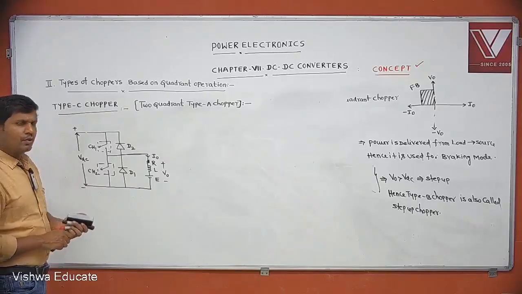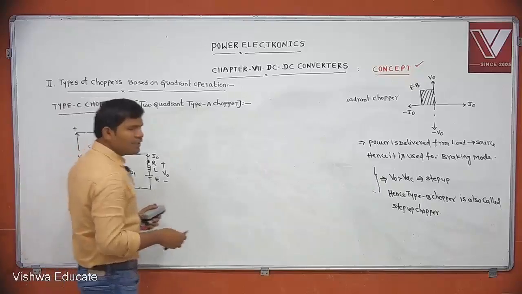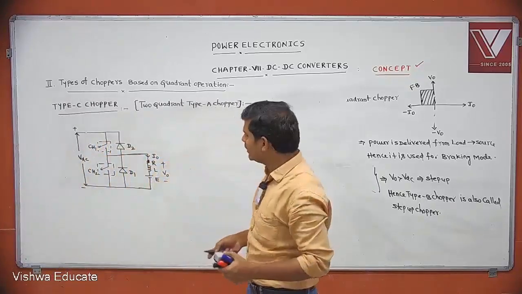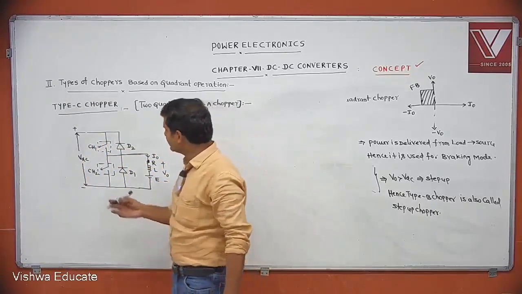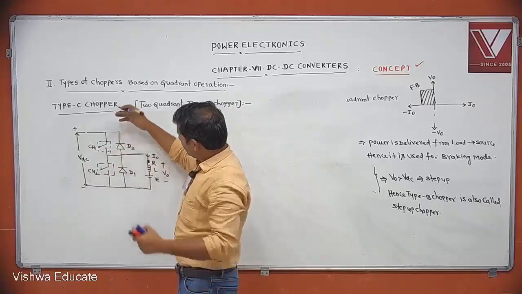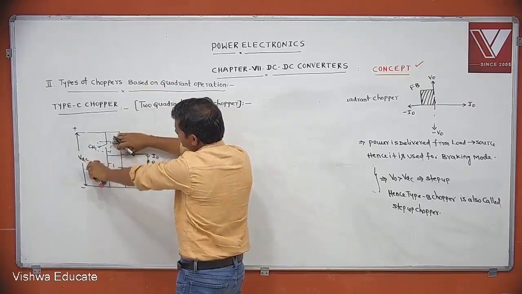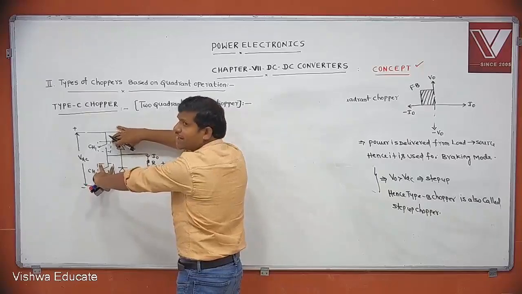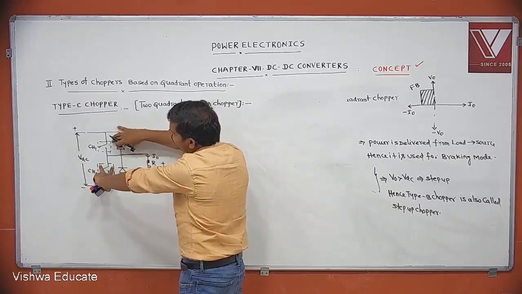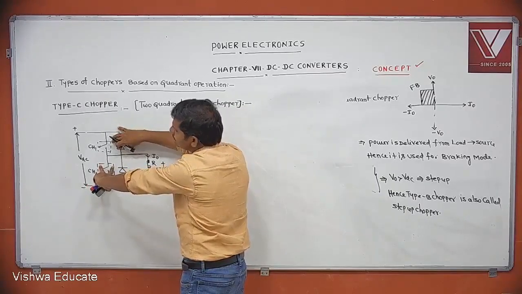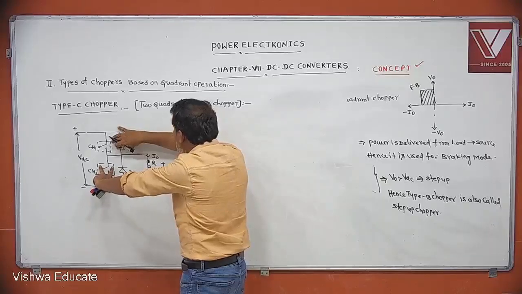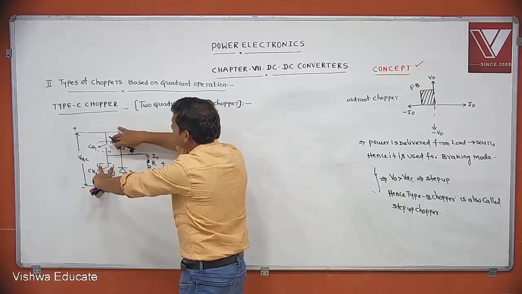Listen please. By seeing the circuit, directly we can say in which quadrant it is operated. If these two devices, CH1 and D2, are not present, what is this chopper? Switch is at the source side and diode across the load. Then it is type A chopper.